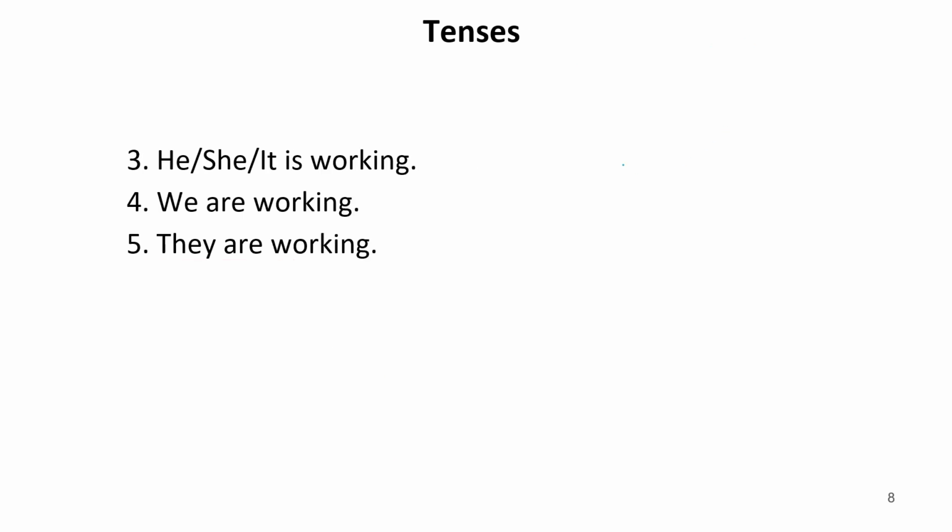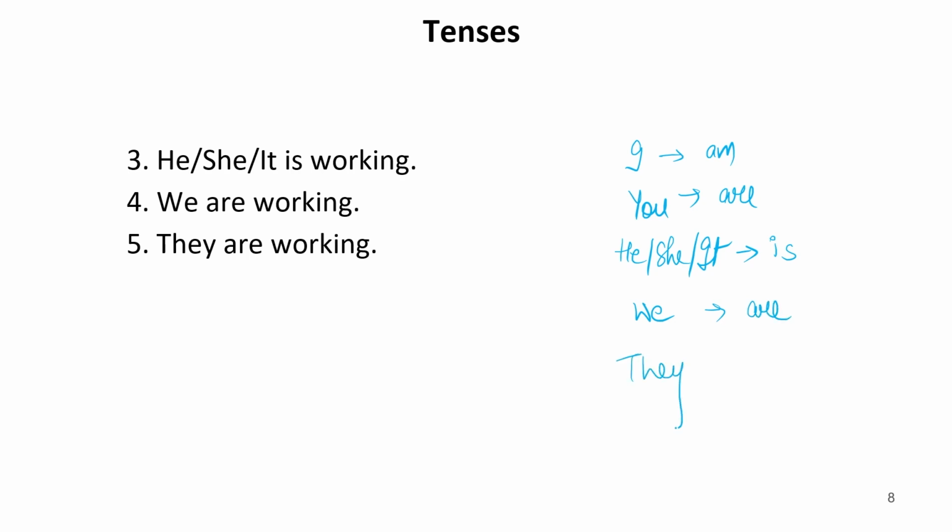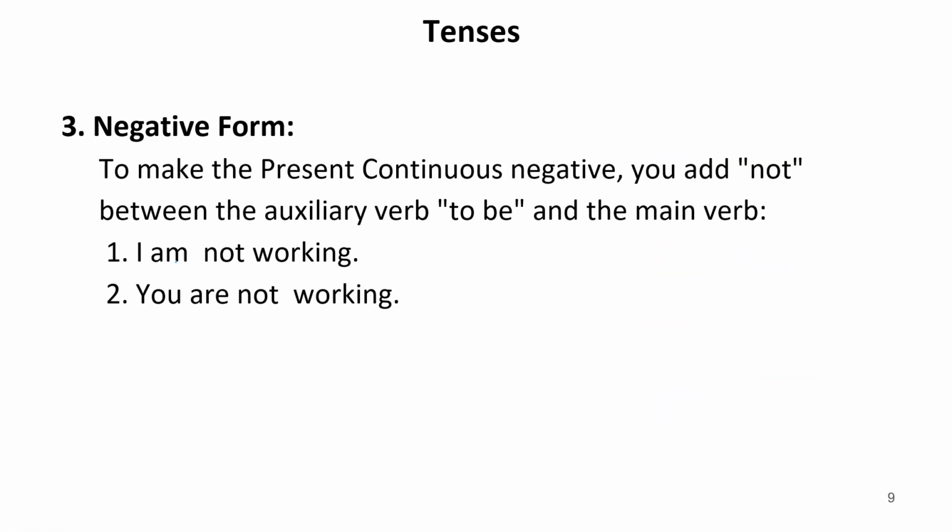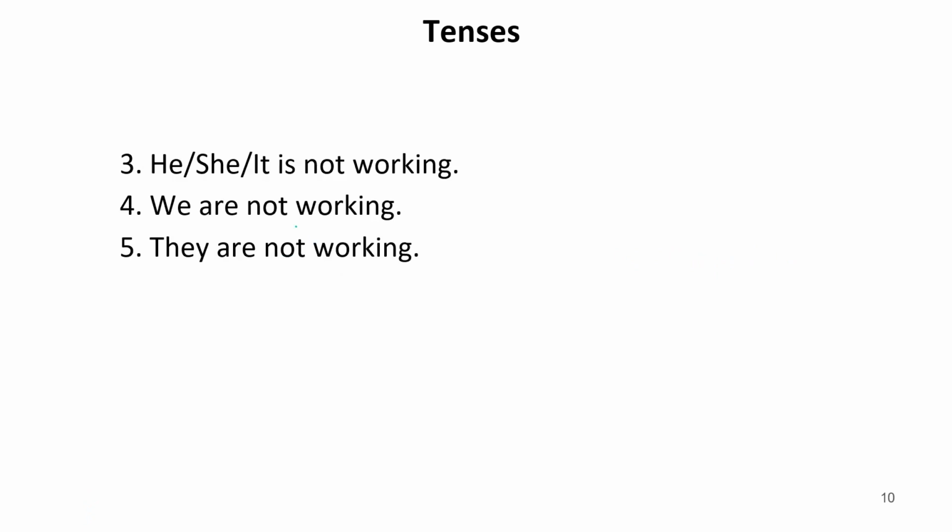Now we have I, you, then third person, he, she, it. Now I is always followed by am, whereas you is followed by are, and he, she, it are followed by is. When we have we, it should be followed by are, and they is also followed by are. For example, he, she, it is working, we are working, they are working. Negative form: I'm not working, you are not working, he, she, it is not working, we are not working, they are not working.